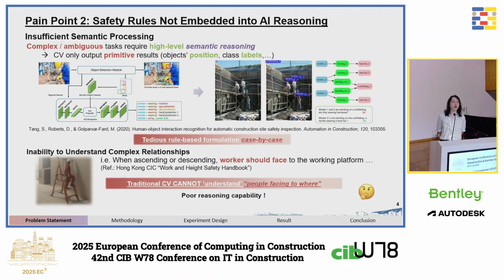And worst of all, they are unable to interpret complex relationships. For example, here, the worker is not facing the working platform. This kind of spatial relationship is quite difficult for the traditional CV model to understand.